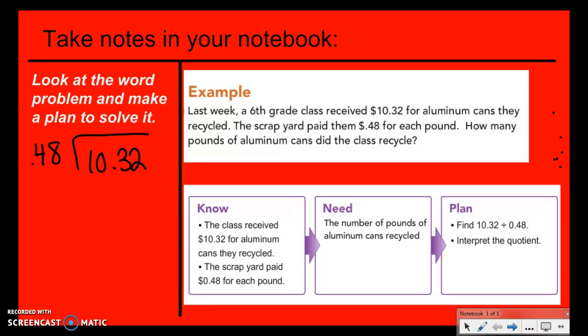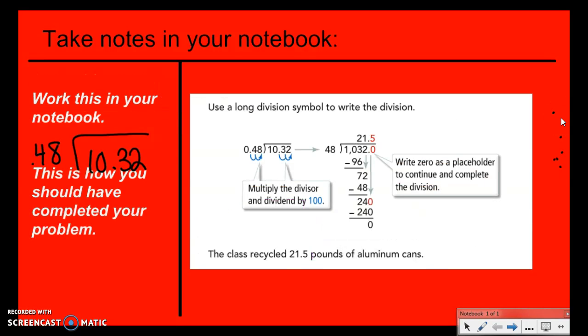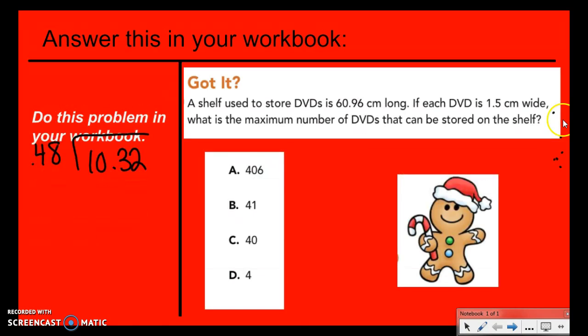Alright, go ahead and copy your plan chart in your notebook. Pause the video if you need to, and then you're going to end up dividing 10.32 divided by 0.48. Oops, there's your answer. So again, I want you to write this down in your notebook and copy down the answer that you think is correct. Make sure you get a teacher or an assistant to check your work before you move on.